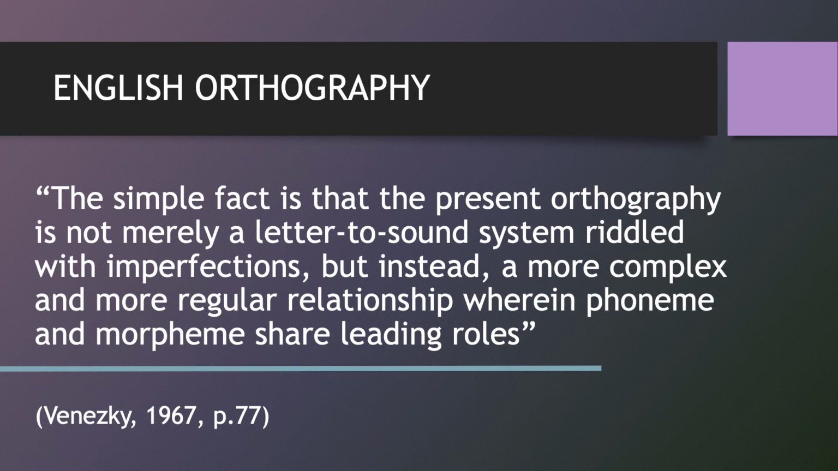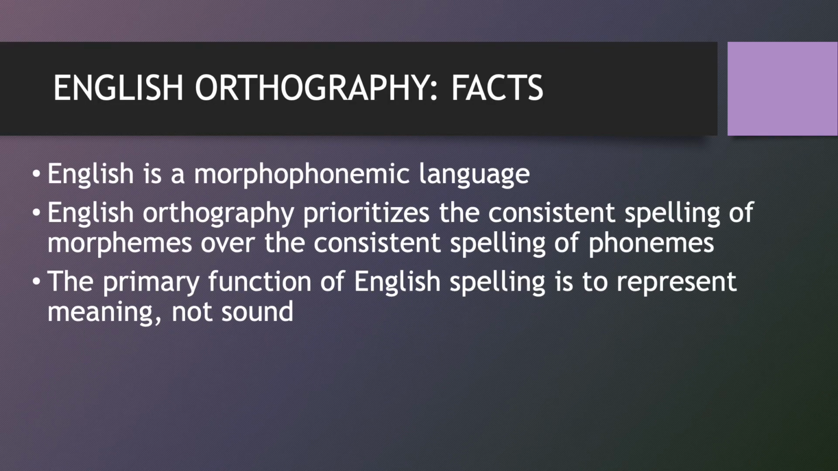To take us into a deeper understanding of how English orthography works, I'd like to start with this quote from Venezky. The simple fact is that the present orthography is not merely a letter-to-sound system riddled with imperfections, but instead a more complex and more regular relationship wherein phoneme and morpheme share leading roles. I'm sure you'd agree with me when I say that most people believe English orthography is highly irregular and makes little sense, but once you understand the system, you realize it actually does make very good sense. And there are some facts that will make this easier to see.